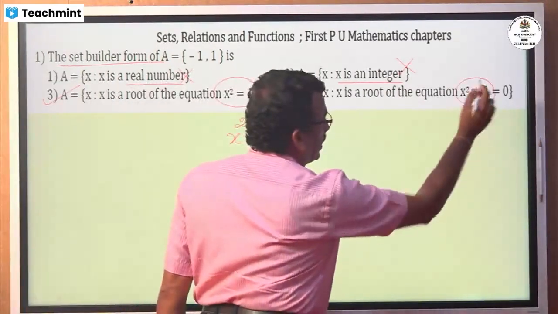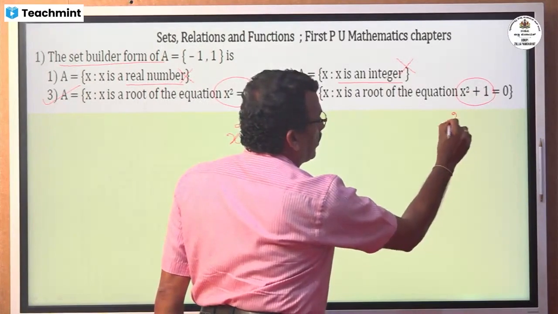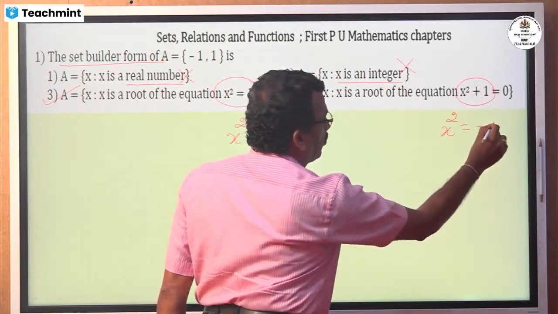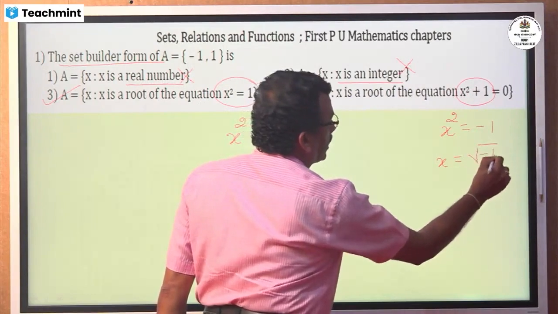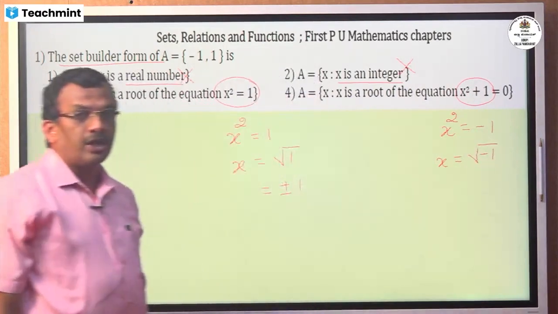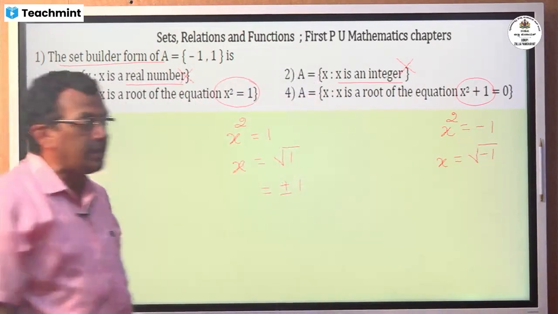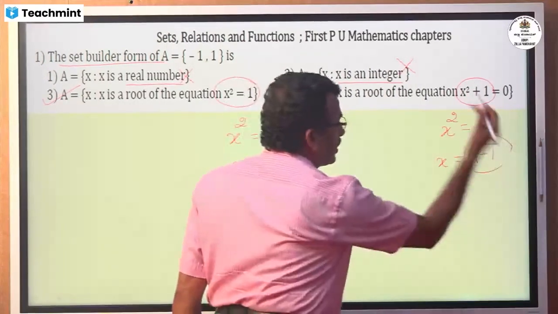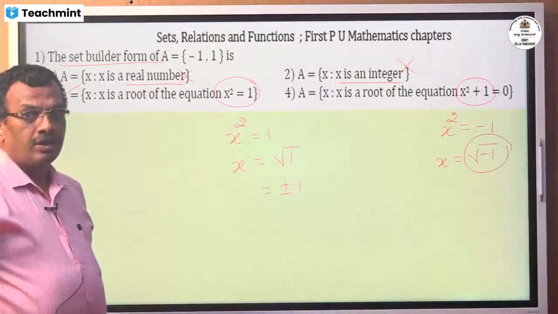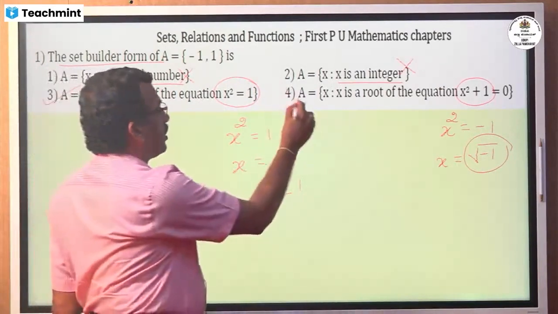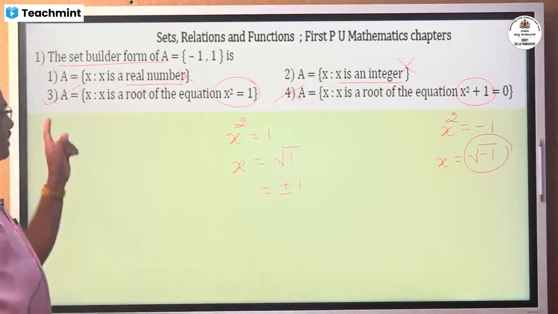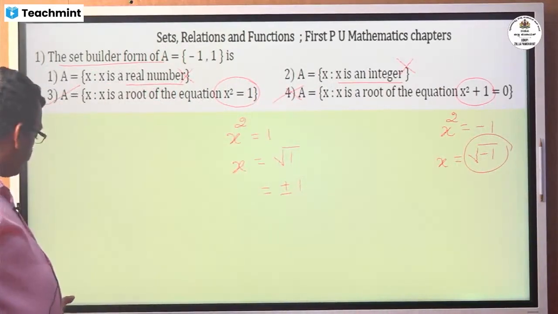If you check this, you know that x square plus 1 equal to 0 implies x square equal to minus 1. So x is equal to square root of minus 1. According to the first PUC concept, square root of minus 1 is a complex number, plus or minus i. So 4 is not the solution. Hence your answer is the third option.